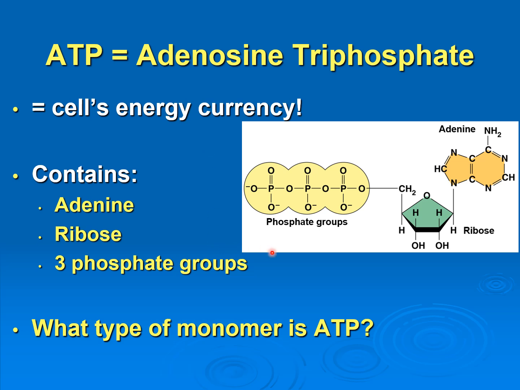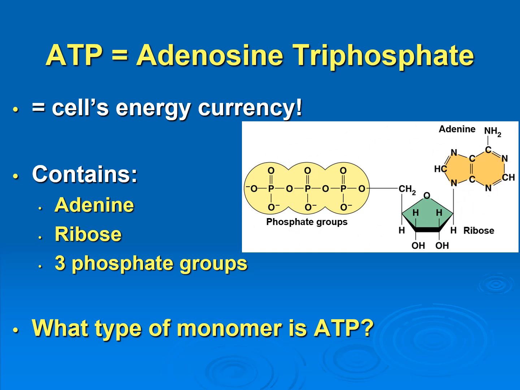So as far as what ATP looks like, here's a picture of it. And ATP contains something called adenine, which is right here. And it's what we call a nitrogenous base. And then there's also a ribose, which is in green. And ribose is a type of sugar. And then we've got 3 phosphate groups that are joined together and hooked onto the ribose. So this whole thing makes up ATP.